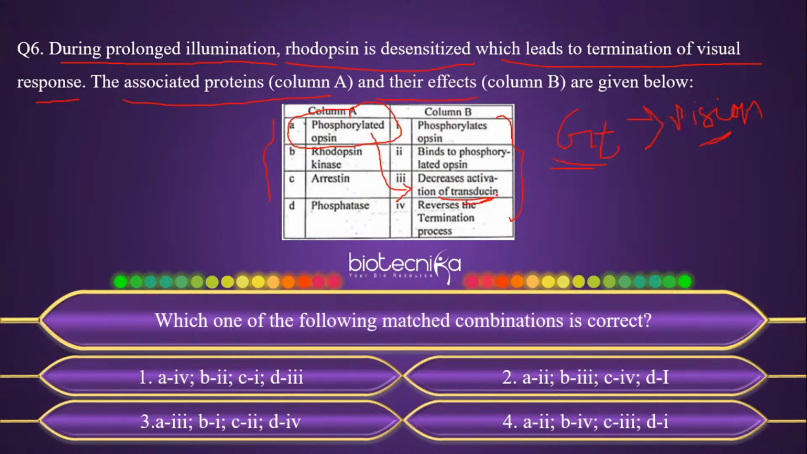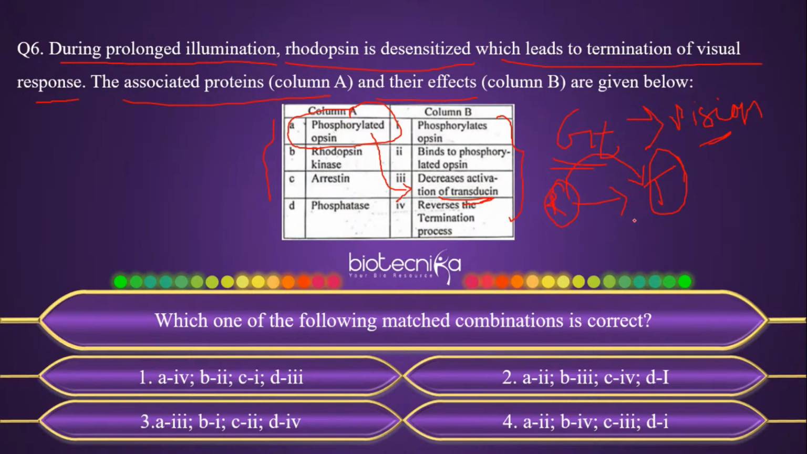CGMP concentration decreases, that is another story, but that comes before that. CGMP concentration will be changing after transducin activation, all those things, right? Yes, Nida? Because once rhodopsin is activated, it leads to the activation of transducin, because transducin is a G protein. So if rhodopsin itself is phosphorylated, how is it going to activate the transducin protein?